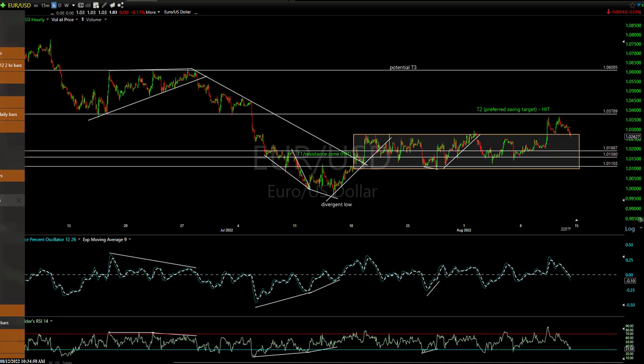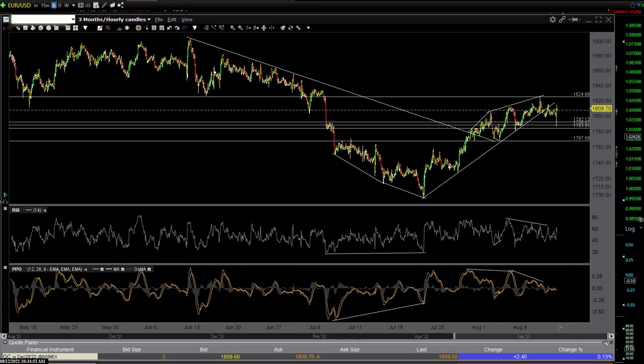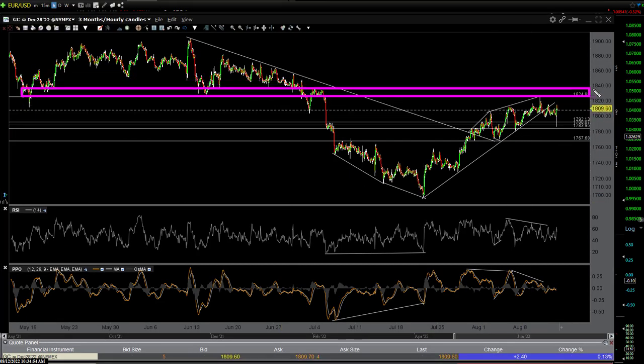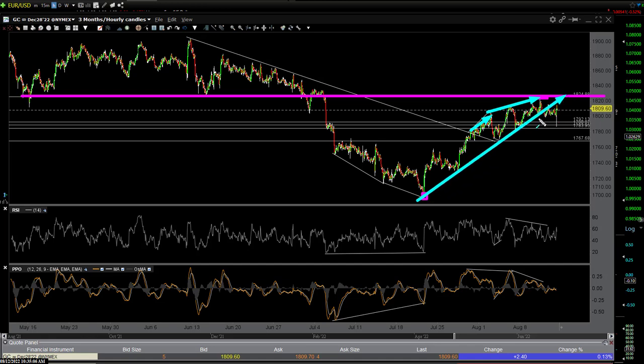Let's see here. GC, there we go. Gold. Okay, so recently I told you this was an initial swing target from back here off that divergent low. We stair-stepped higher, hit that. Said I'd reversed it to a short for a quick pullback trade because we also had negative divergence at this little wedge right here. And then you took out the trend line, and then look what we hit.